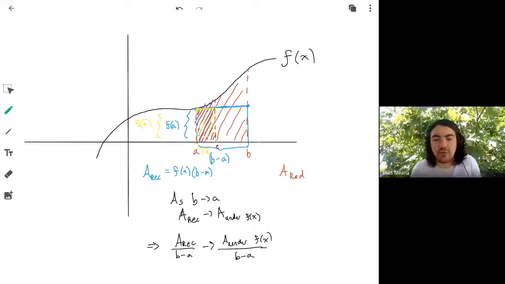Do you guys agree? I'm just dividing both things by a constant. Yep. Okay. But here's the thing. We actually have a formula for the area of the rectangle. It's just F of A times B minus A. So what happens if we divide that by B minus A?